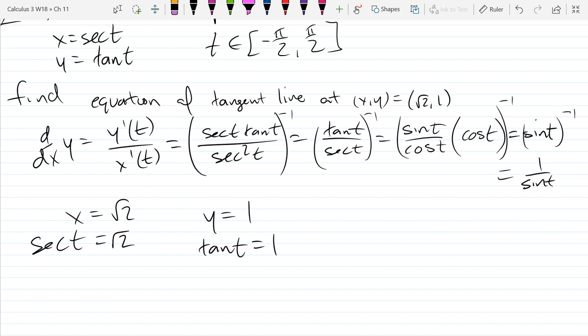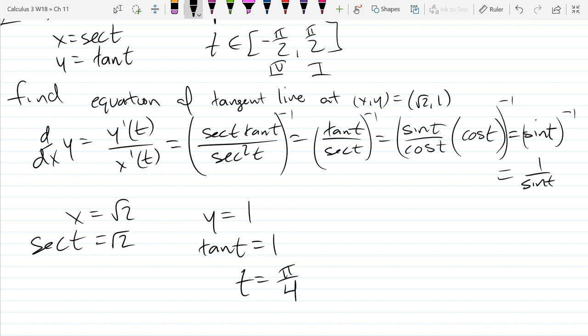Third? I think third quadrant, right? So it's in quadrant 4 or 1. Never mind. What angle in quadrant 4, well, this is positive, so it's in quadrant 1. What angle in quadrant 1 has a tangent value of 1? Pi over 4. So t is pi over 4.